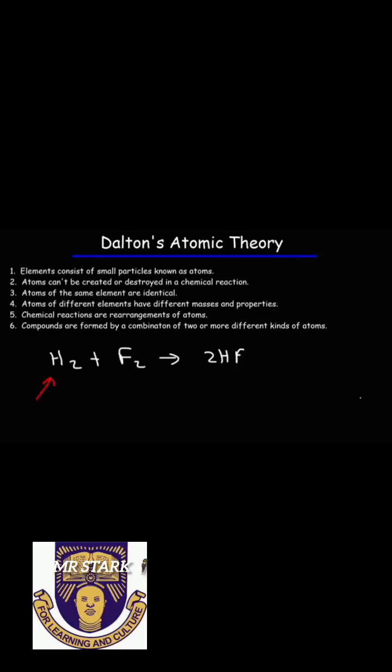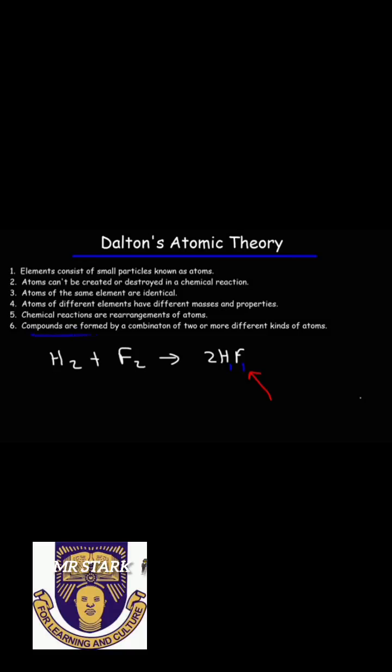Here, the hydrogen atoms were in a single molecule. In elemental fluorine, the fluorine atoms were bonded together. When these two different elements react, they form a new compound, hydrofluoric acid, or hydrogen fluoride. In this compound, we have one atom of hydrogen and one fluorine atom. But the fluorine atoms and the hydrogen atoms were not destroyed in this reaction. They were simply rearranged into a new compound.